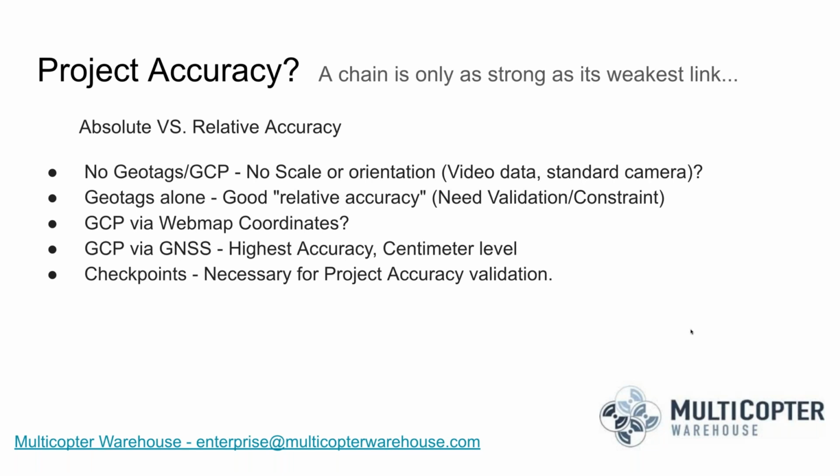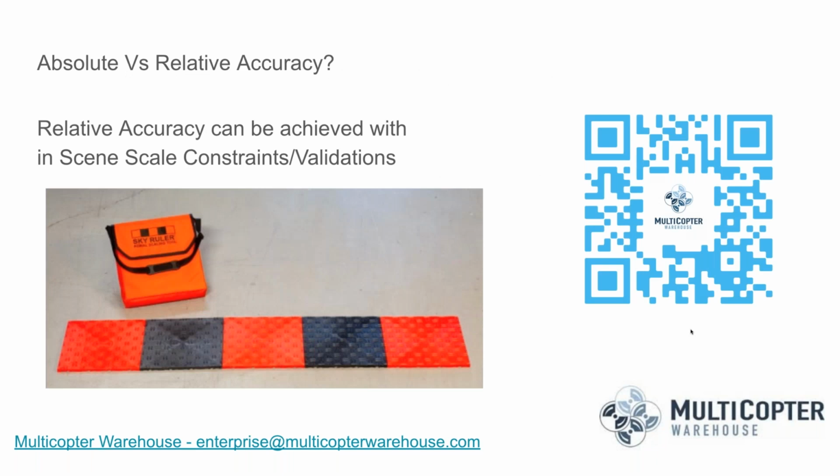Exactly, yes. And what we see here on the screen now is an example of one of those scale constraints, or what's called a sky ruler, made by the Hoodman Corporation that we carry here at Multicopter Warehouse. This is a sequence of black and orange tiles that snap together and is exactly 5 feet in length. This is a great thing that I encourage a lot of law enforcement folks to use: if you set a couple of these down within your project, ultimately you can use them to validate or guarantee that the project is scaled appropriately, because you know each section is 1 foot in length, or 5 feet for the whole thing.